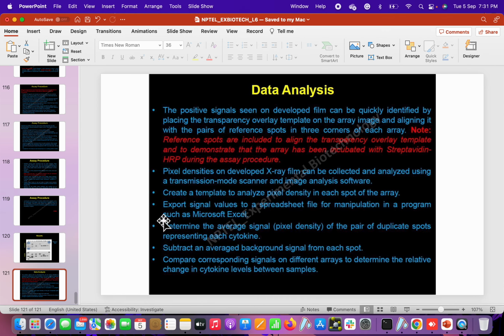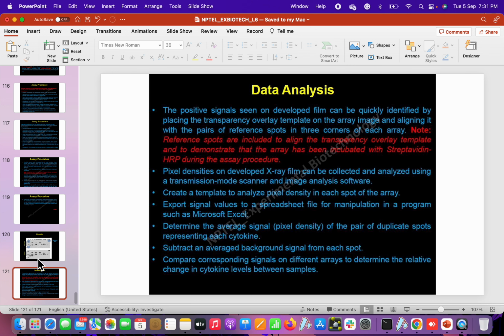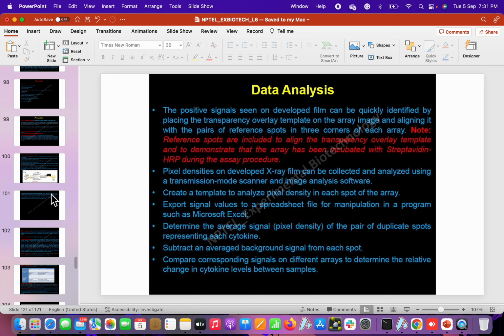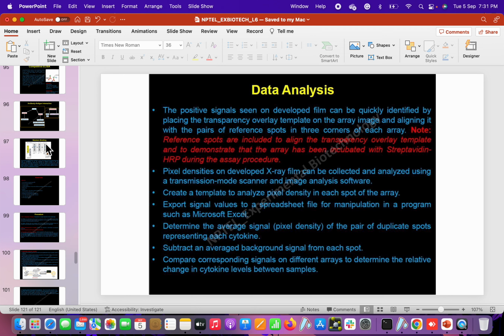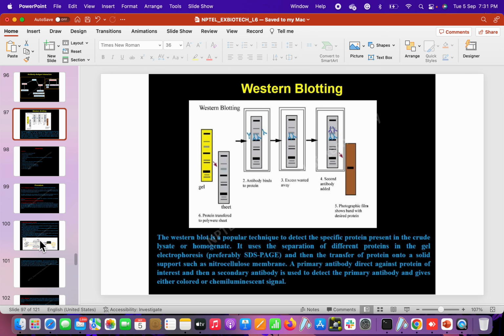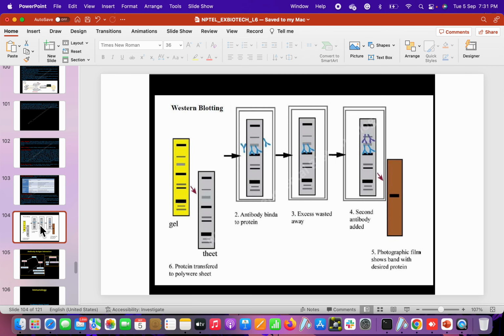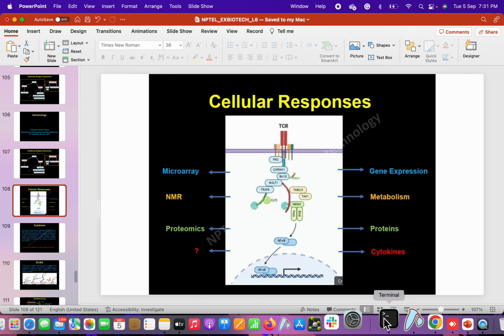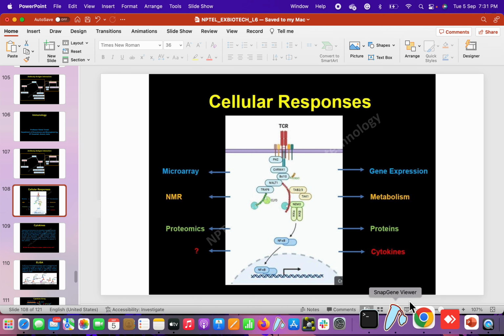So today we'll also be discussing some example questions related to immunology from previous years, so that it will help you in solving this year's assignment. Only one part is left for today's discussion. It's the cellular response.